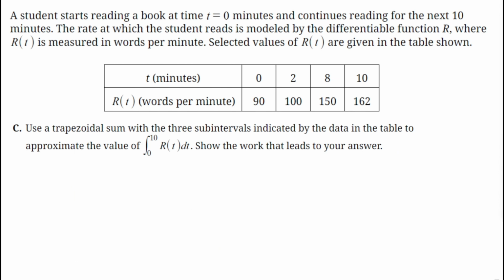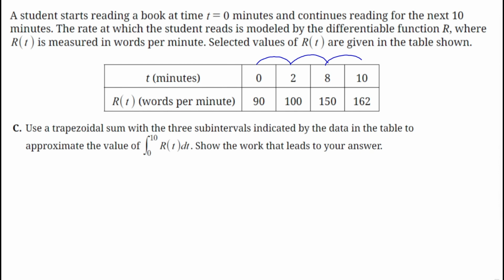All right, for part C here, it asks us to use a trapezoidal sum with 3 subintervals to approximate the value of the integral from 0 to 10 of R of t. Since we don't have equal subintervals, 0 to 2, 2 to 8, and 8 to 10 are not equal, all we can do is a setup of 3 separate trapezoids.